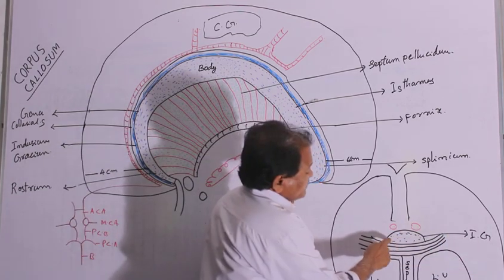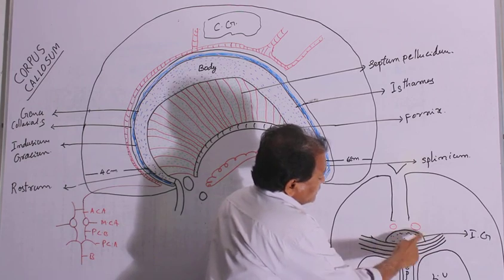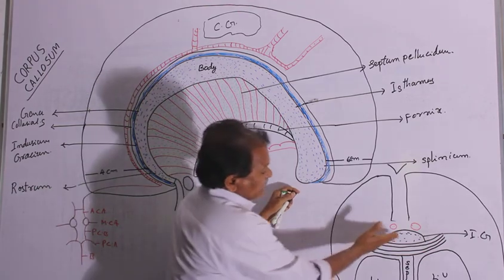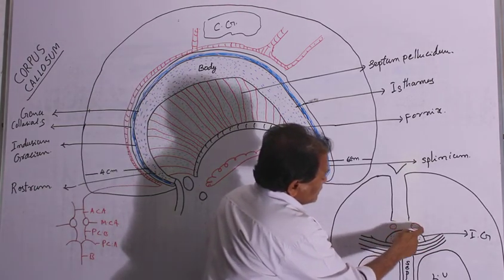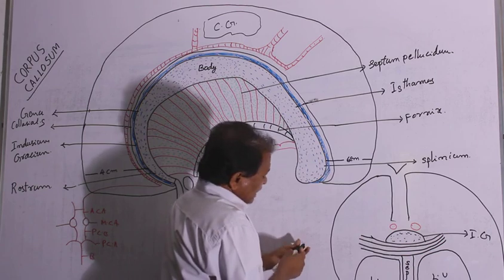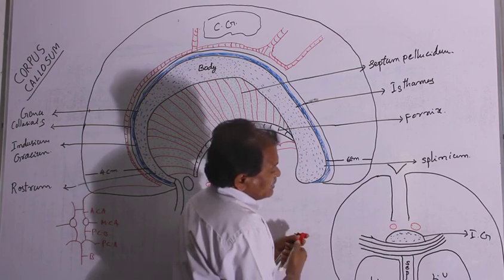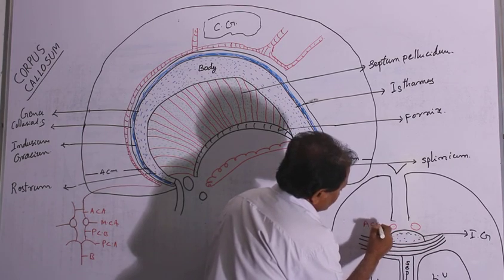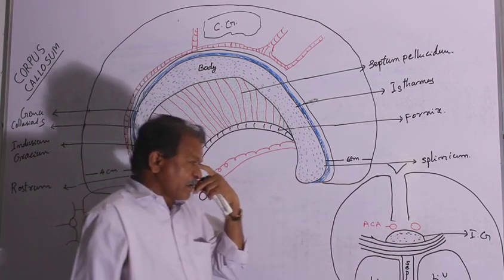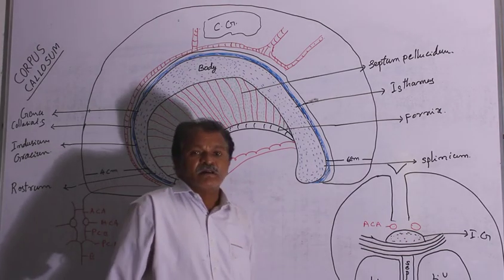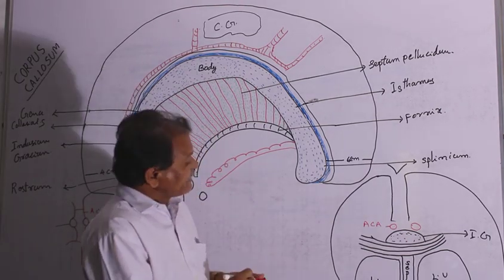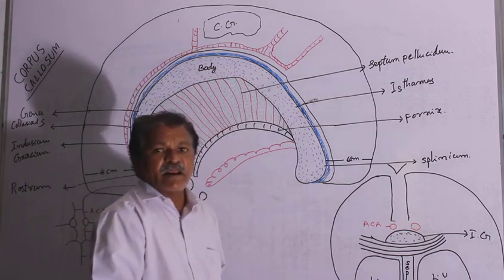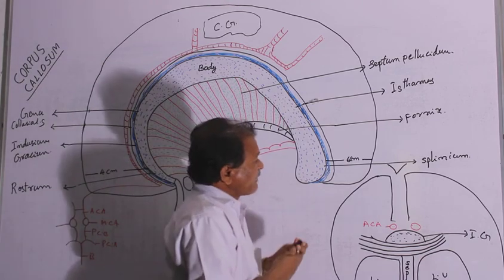In the coronal section, on the superior surface there is gray matter, and superior to the gray matter there is the anterior cerebral artery. These are the anterior cerebral arteries: on the right side the right anterior cerebral artery, and on the left side the left anterior cerebral artery. In between the right and left cerebral hemispheres there is a falx cerebri.